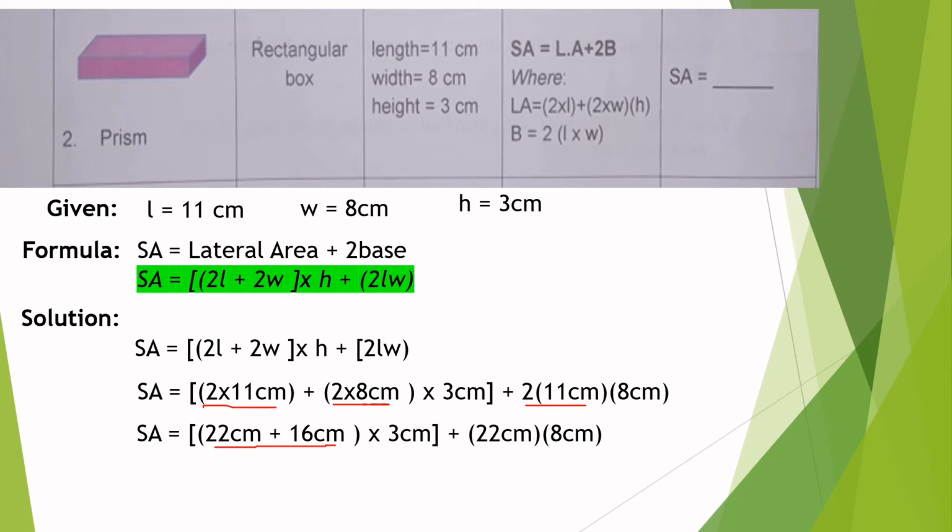Next, we will perform 22 plus 16 first, and then we will multiply by 3 centimeters. So 22 plus 16, we have 38 times 3, we have 114 centimeters squared, plus 22 times 8, we have 176 centimeters squared. If we multiply the same unit, just copy the unit, and the exponent is the number of times we multiply the units. So we have 1, 2, that's why we have an exponent 2. Next, of course, 114 centimeters squared plus 176 centimeters squared, we have 290 centimeters squared.